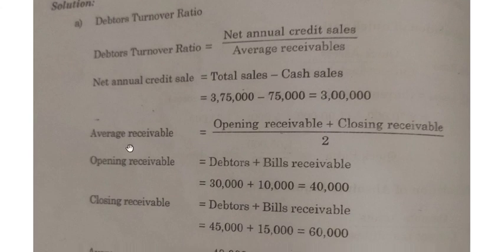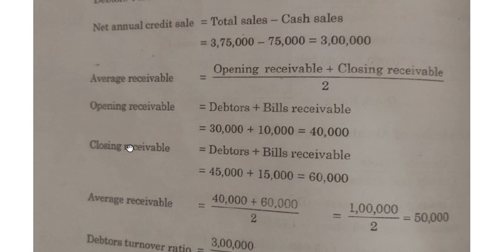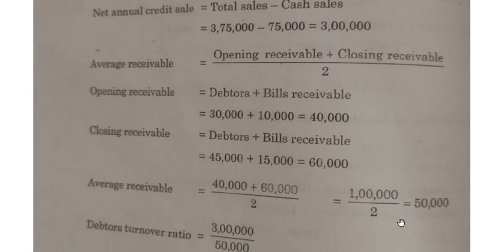Average receivable is opening receivable plus closing receivable, divided by 2. If you see here in this question, they have given the opening and the closing balances, so both the things. So opening debtors plus opening bills receivable is 30,000 plus 10,000, which is 40,000. Closing receivable, which is closing debtors plus closing bills receivable, is 45,000 plus 15,000, which is 60,000. So the average receivable is equal to 40,000 plus 60,000 divided by 2. So 1 lakh divided by 2, which is 50,000.